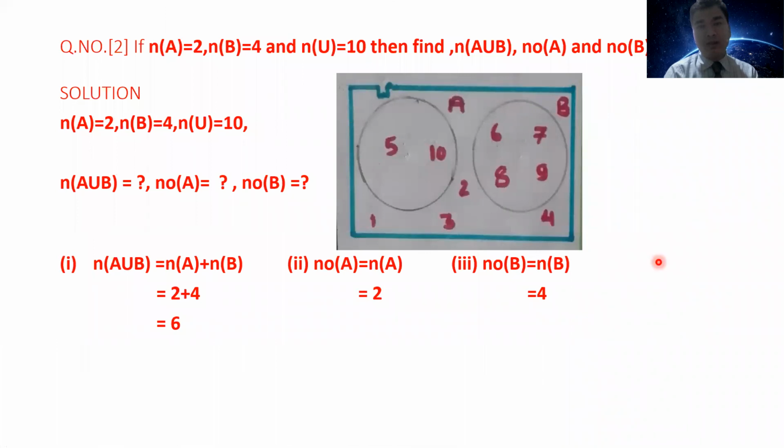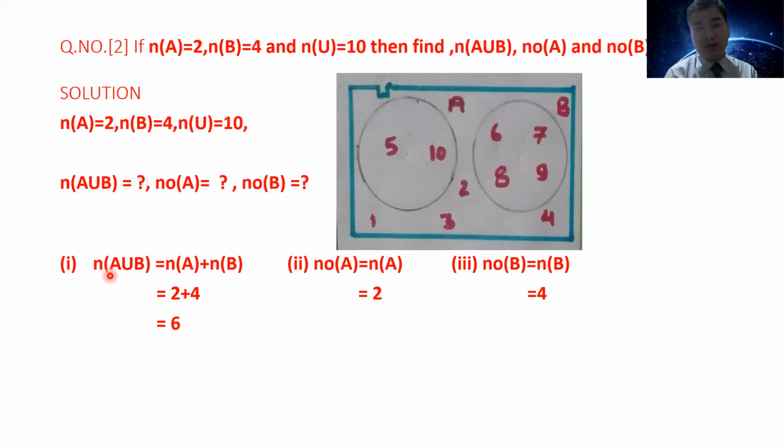Okay. Now look here. This is the question related to disjoint sets. n(A) equals 2, n(B) equals 4. There are 4 elements, and U equals 10. Altogether, all elements are 10 elements there: 1, 2, ... 10. Okay. And then find n(A union B), n(only A), and n(only B).